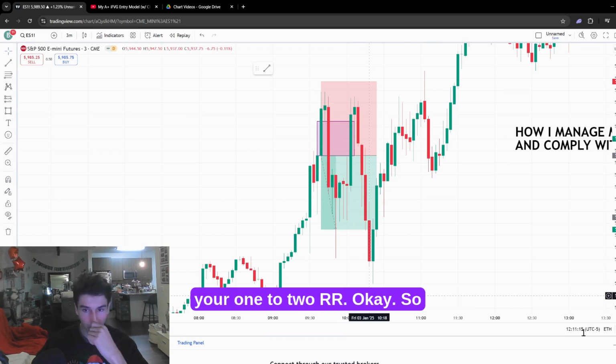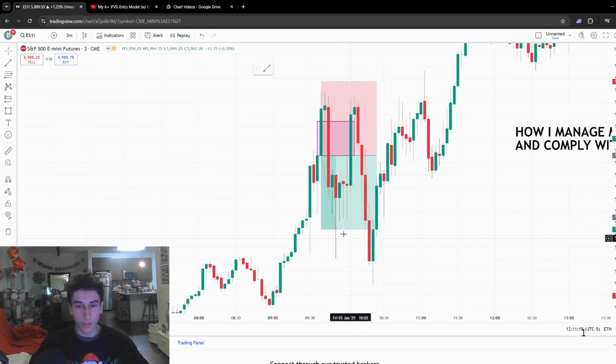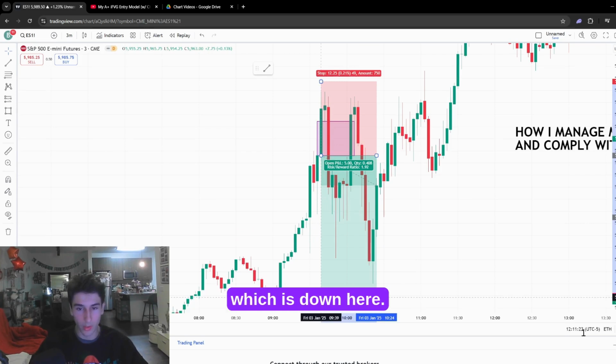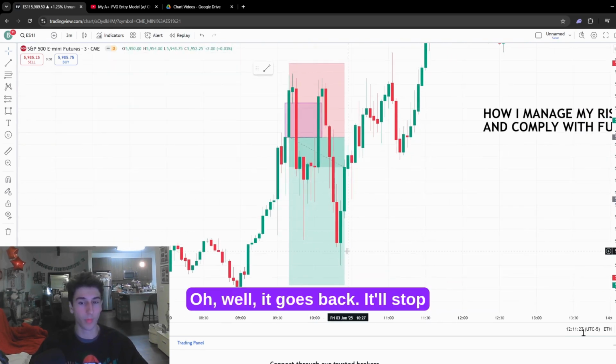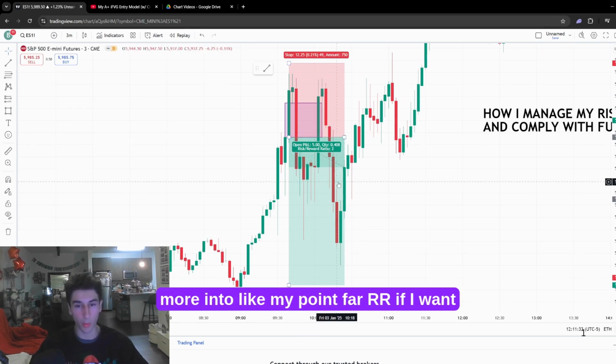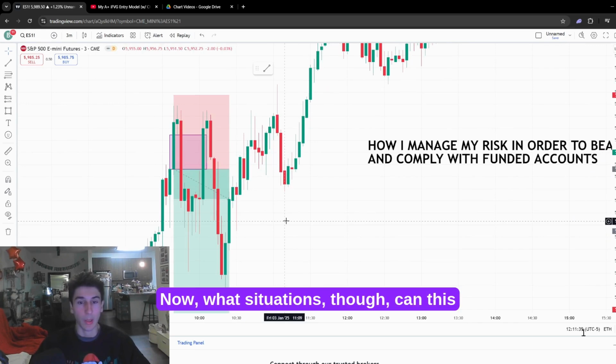Okay? So here's what I want to do. Let's say it doesn't hit my full 1 to 2, which is down here. Oh well, it goes back. It'll stop me out at break even, or sometimes I'll move it up a little even more into like my 0.5 RR if I want to secure some profits if it's a really big move.